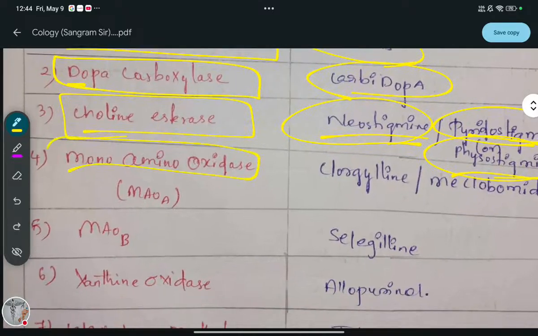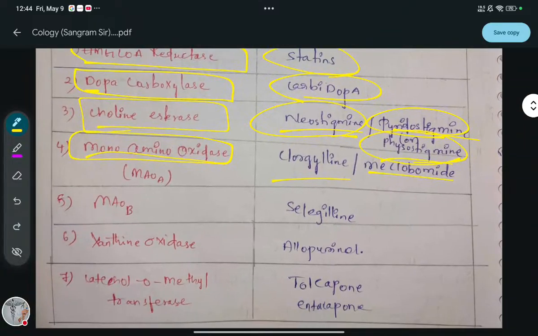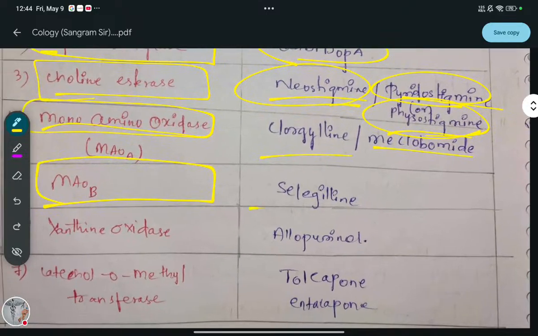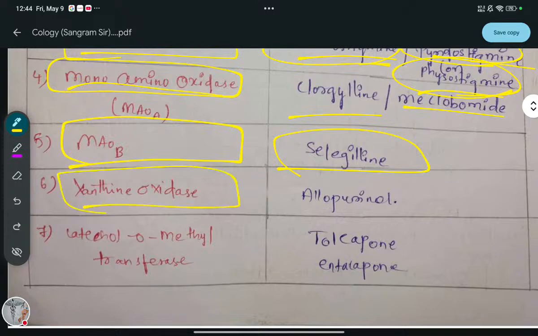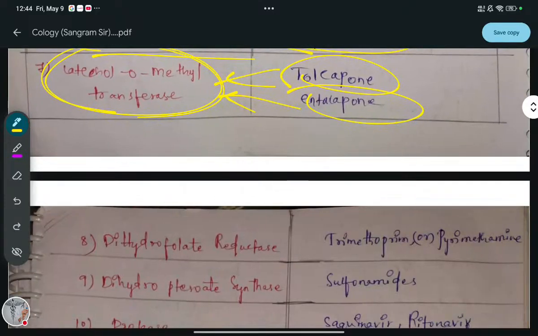Next is monoamine oxidase, MAO inhibitors. MAO inhibitors are clorgyline and moclobemide. MAO B inhibitor is selegiline. Next is xanthine oxidase. Xanthine oxidase enzyme is blocked by allopurinol. Catechol O methyltransferase is blocked by tolcapone and entacapone.